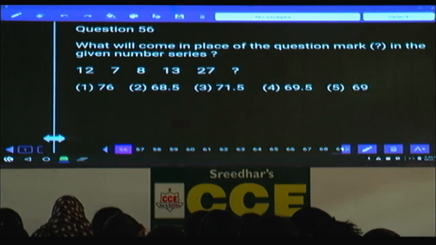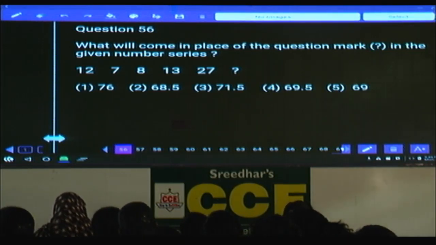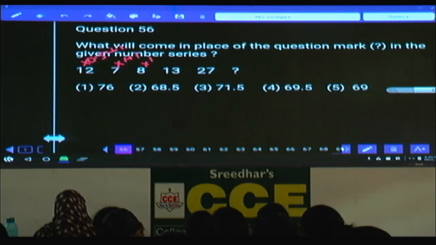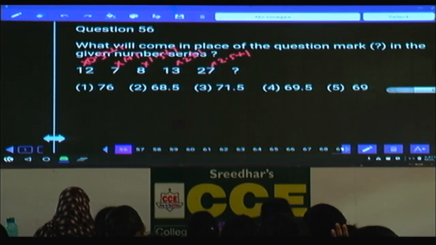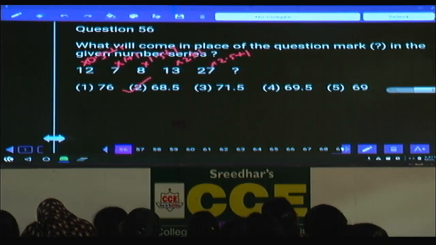Now 12 divided by 7. Now how can you express this one? 12 divided by 7, the number ones decreased, isn't it? Now 12 into half, 12 into 0.5 is 6 plus 1 is 7. 7 into 1 plus 1. Now 8 into 1.5 is 12 plus 1. Now this is into 2 plus 1. Into 2.5 plus 1. Into 2.5 plus 1, what is your answer here? 27, 54, 54 plus 13, 67.5 plus 1, 68.5, choice 2.